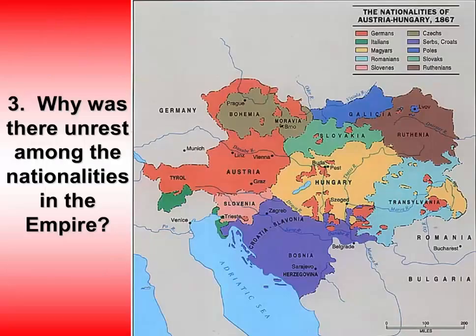So that takes us to the third question. Why was there unrest amongst the nationalities within the empire? The other nationalities wanted the same agreement that the Magyars won. They wanted to be able to govern themselves. So many groups opposed the Compromise of 1867 and didn't see this as fair. The most vocal of these groups were the Czechs.